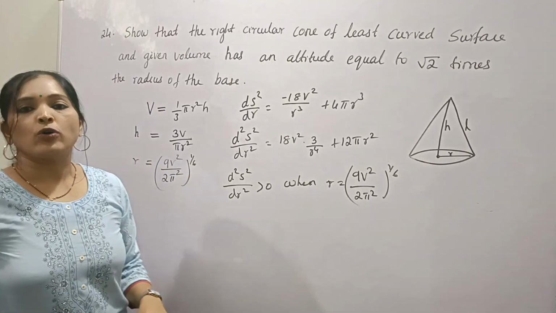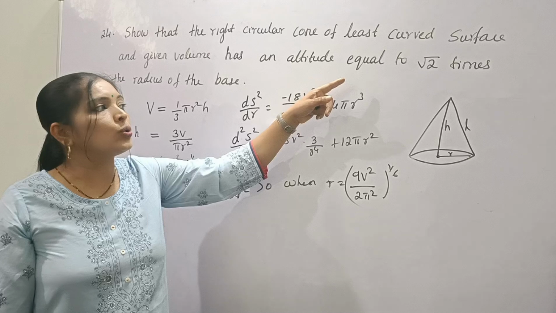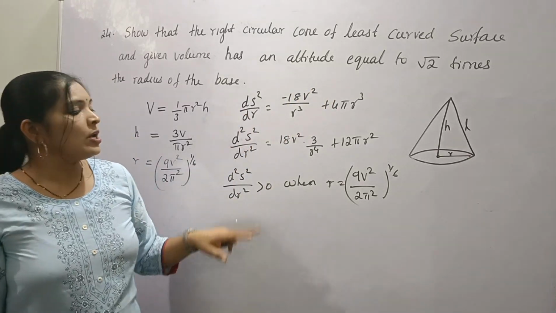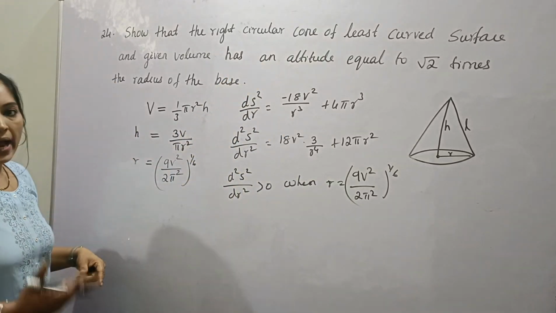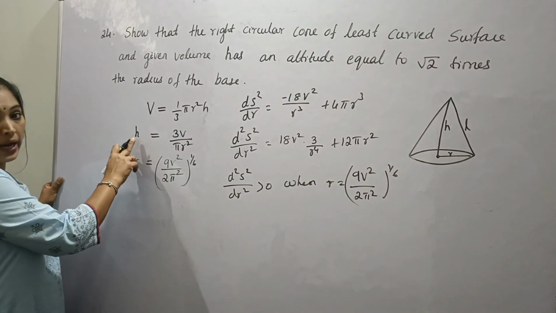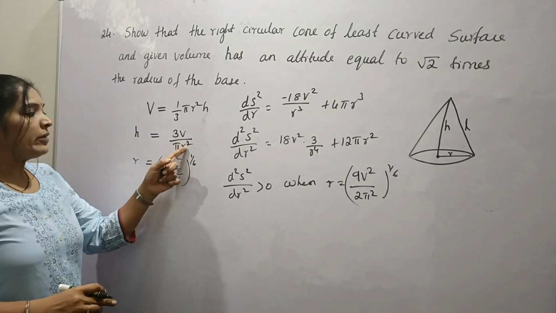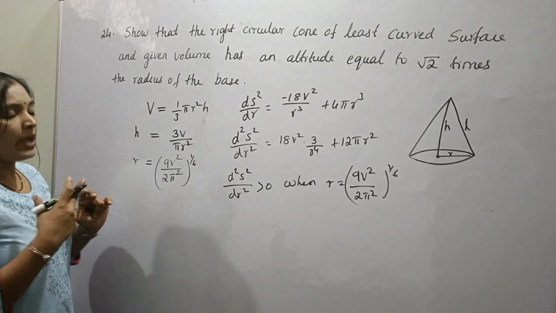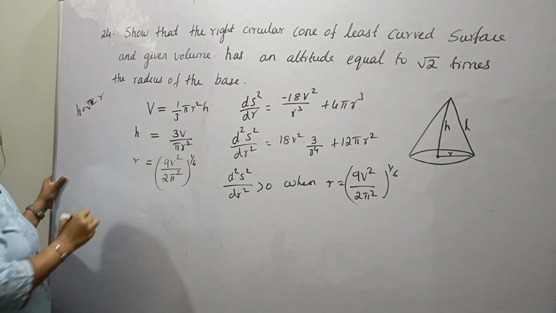Next, what we have to prove? See, we have to prove the altitude of the cone is equal to root 2 into the radius of the base of the cone. So here we have to prove altitude of the cone, that is height. What is h? Here h is equal to 3v by pi r square. So here we will substitute r is equal to this one. We have to prove h is equal to root 2 into r, right?